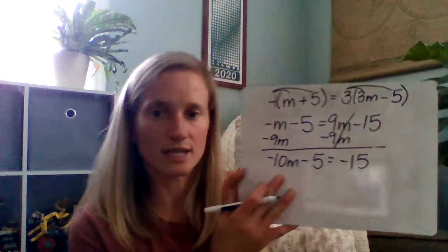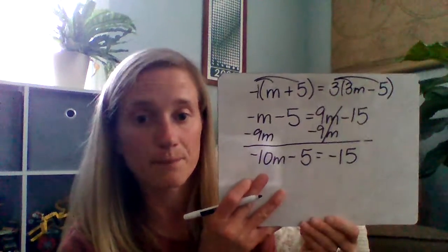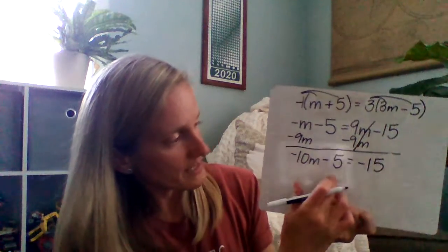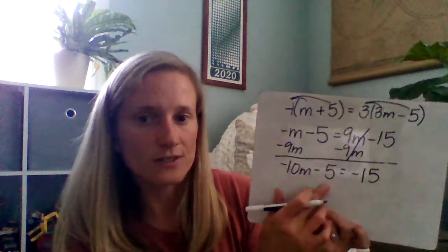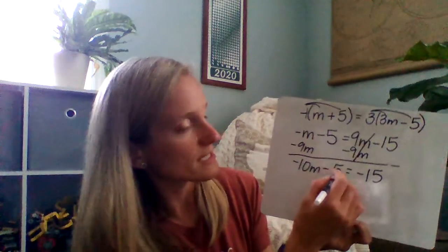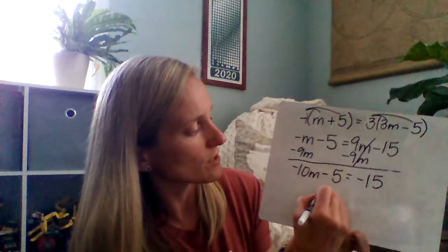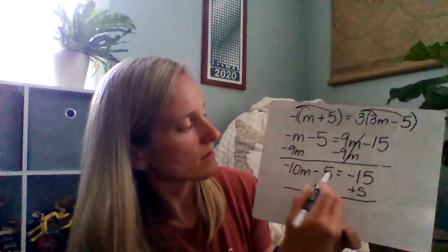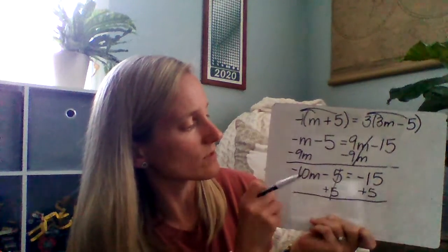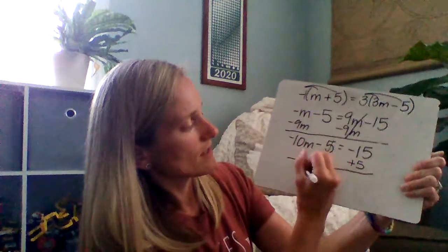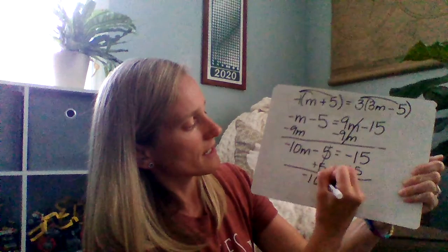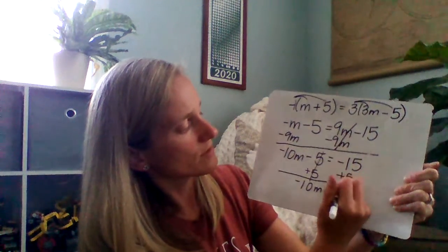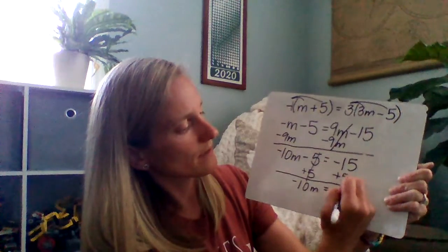Now I have only one variable term, one m term in my whole problem. But it's not by itself. It has a minus 5 with it. So now I need to get rid of that. Since this is subtraction, I'm going to do the inverse. I'm going to add 5 to both sides. Negative 5 plus 5 cancels out. I'm left with negative 10m is equal to negative 10.